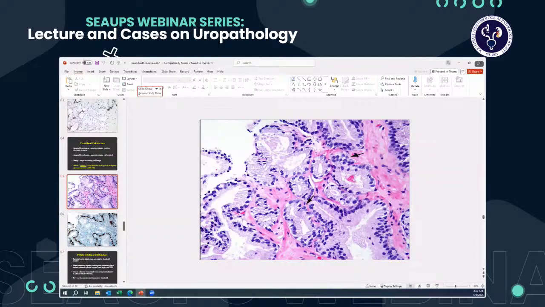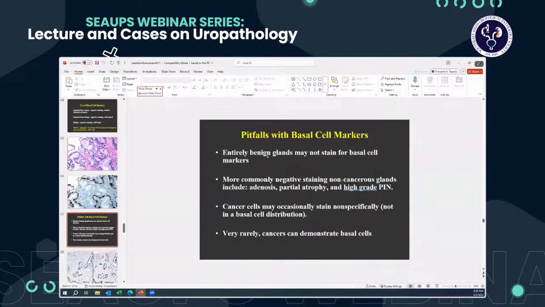Now, the pitfalls with basal cell markers is even entirely benign glands sometimes won't stain for basal cells. But more problematically, some of the mimickers of cancer, like adenosis, partial atrophy, and high-grade PIN, can have some negative staining glands. Cancer glands and cancer cells can also occasionally stain non-specifically. And by non-specifically, I mean not in a basal cell distribution. And I'll show an example of that. And then extremely rarely, cancer can aberrantly express basal cells.